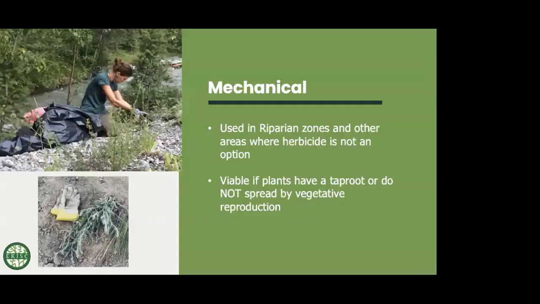So here's some of the management techniques that we use at EKISC. Some of them you can use as well. So our first one is mechanical. This is used in riparian zones and other areas where herbicide is not an option, but also just in general, this is what we do. This includes weed whacking, mowing, cutting, pulling weeds, and clipping them.